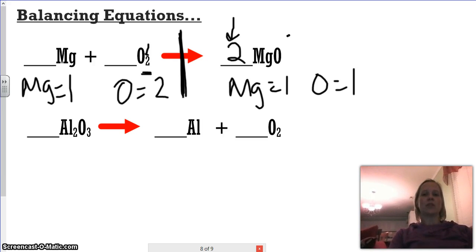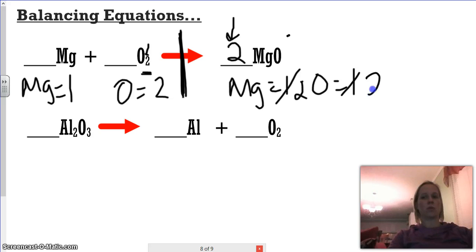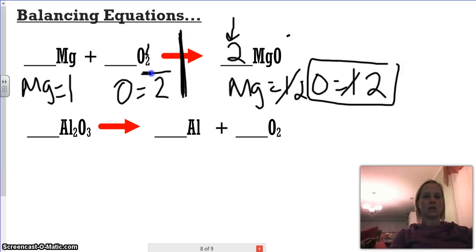So when I look at the right side of the equation, I now have 2 times 1, which is the Mg, and I've got 2 times 1, which is the O. So I've altered my numbers in order to balance my oxygens. My oxygens are successfully in balance. So that's good. But my Mg's are no longer in balance.